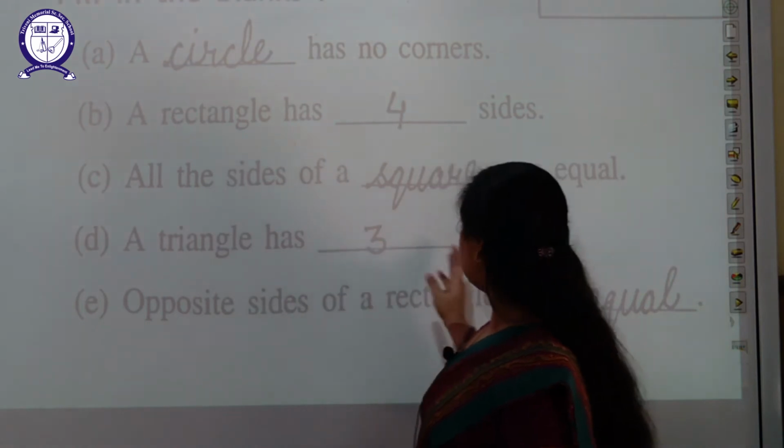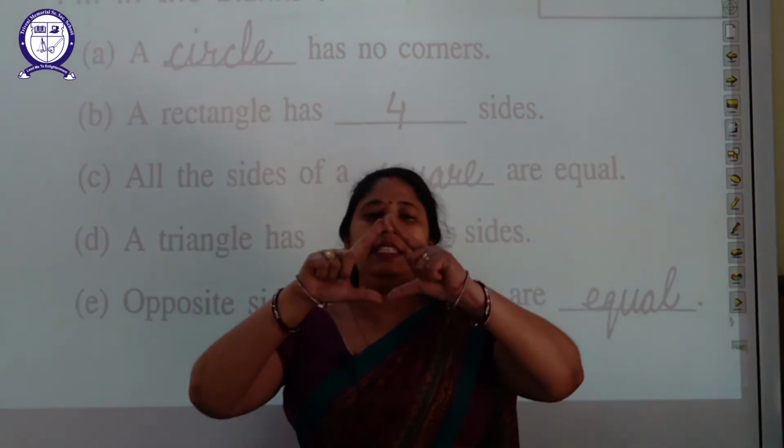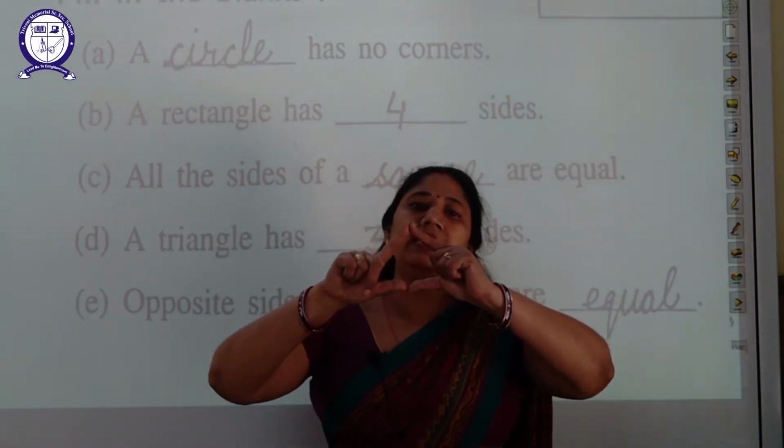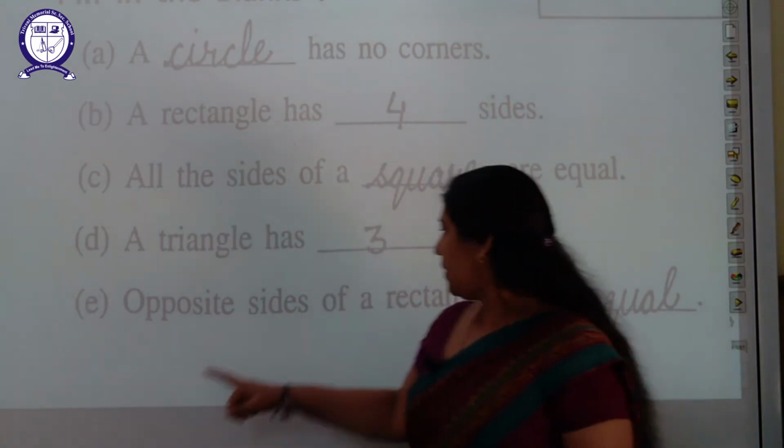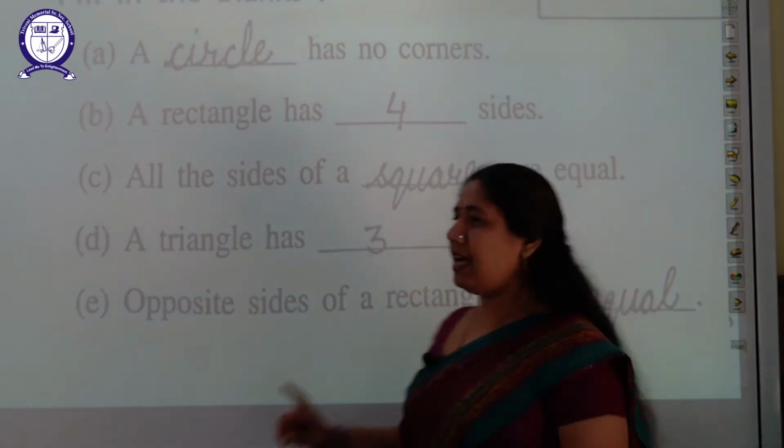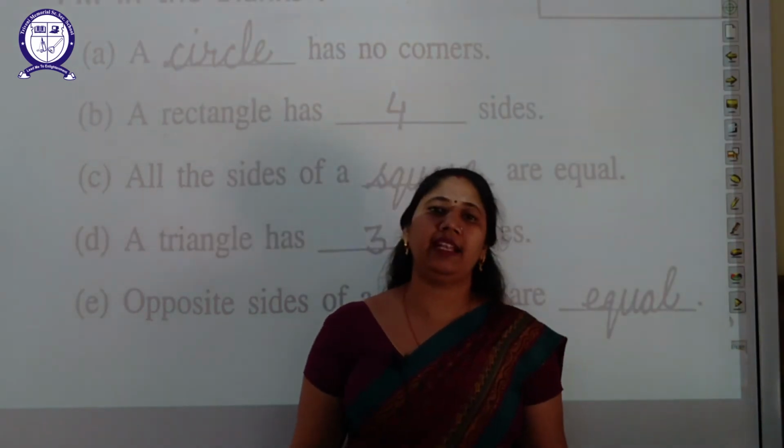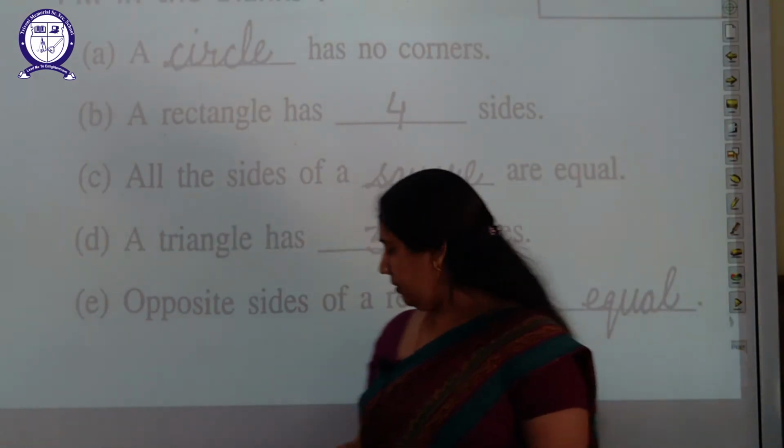A triangle has dash sides. So this is a triangle. So how many sides are there? 3 sides. Opposite sides of a rectangle are equal.